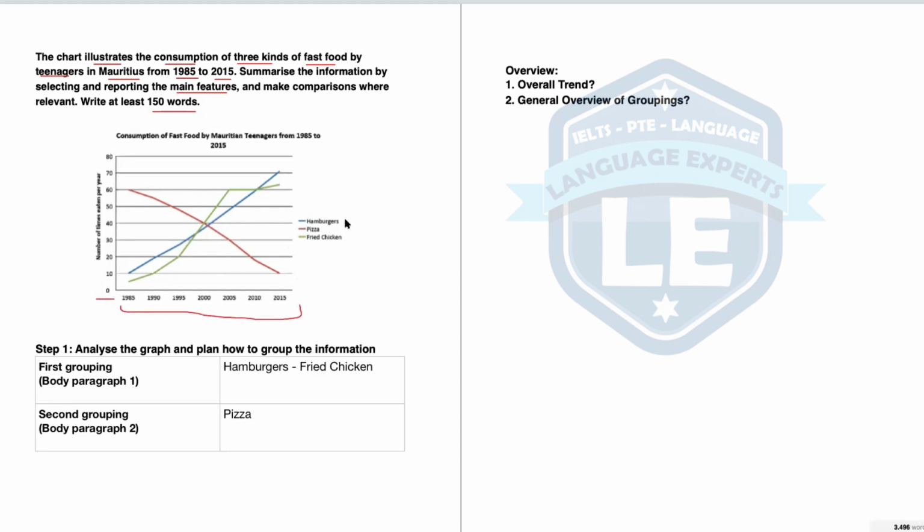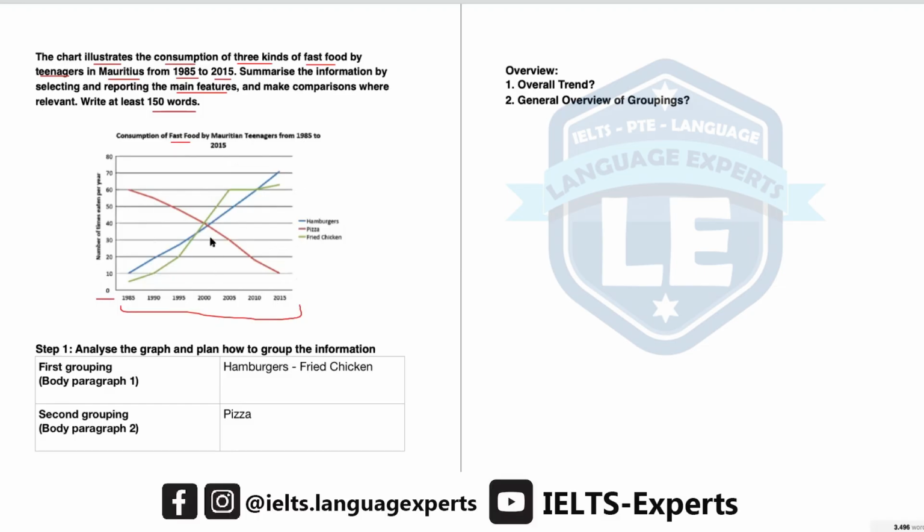And we have 3 lines. So blue is hamburger, red is pizza, and green is fried chicken. So we're looking at the consumption of fast food by Mauritian teenagers from 1985 to 2015. In this case, we don't have really 2 different groupings. We have 3 lines. So some students consider this to be a bit easier. Perhaps the topic is also a bit easier to understand as well.